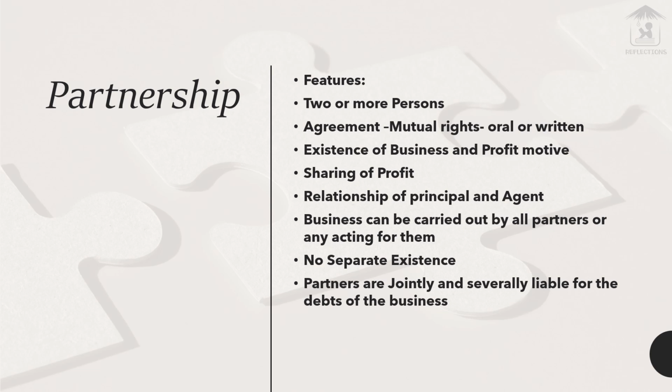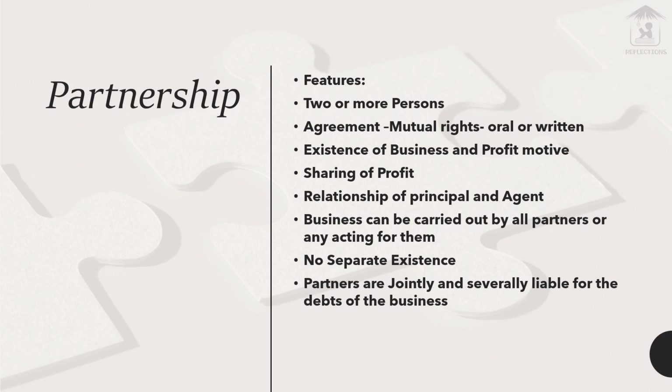Let's see the characteristics of partnership. Two or more persons. There must be at least two persons to form a partnership, and such persons must be competent to contract. When I say competency to contract, they cannot be a minor, they cannot be persons of unsound mind, they cannot be persons who are disqualified by law.